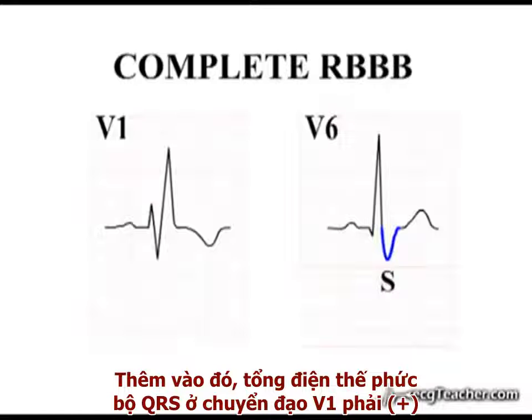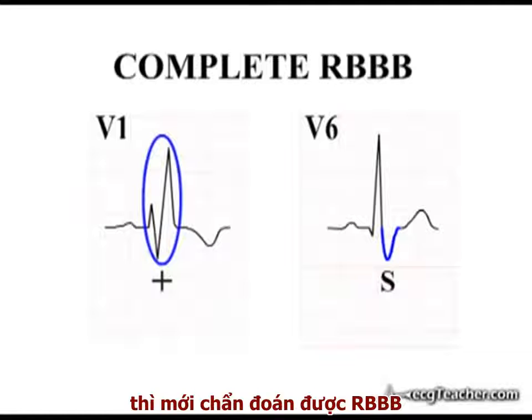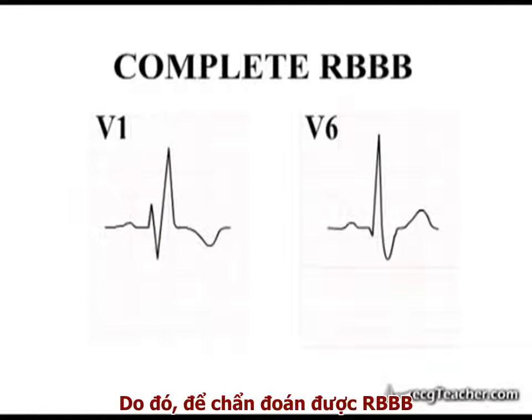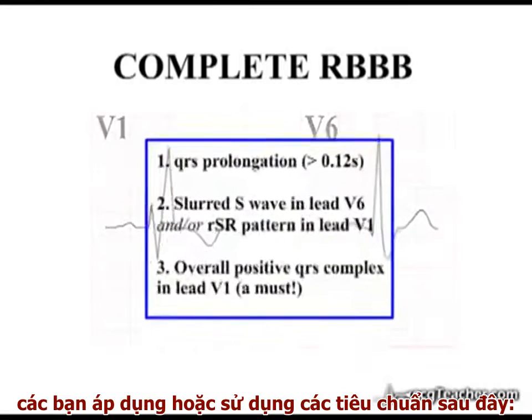Also, the QRS complex in lead V1 must be overall positive to make this diagnosis. So, to identify complete right bundle branch block, apply the following criteria.